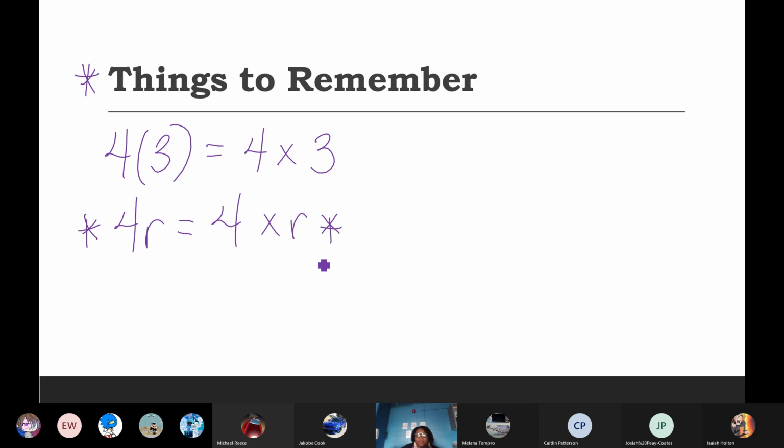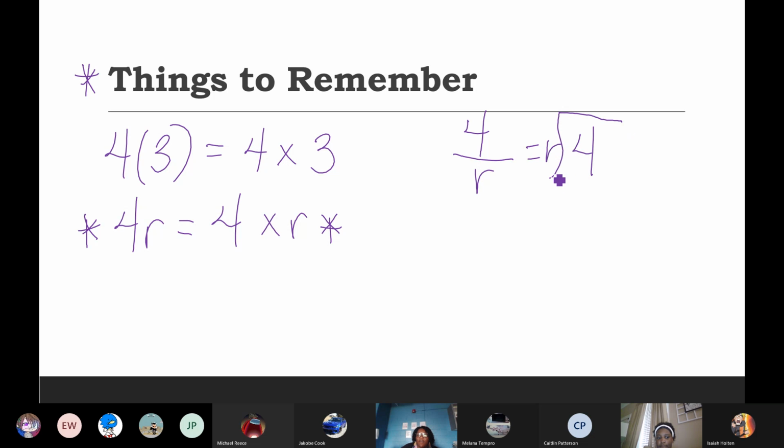I want to make sure we know. What operation do I see between the 4 and R here? Division. In other words, we're saying 4 divided by R. It's important for us to know too, you might see it like this. That means the same thing.